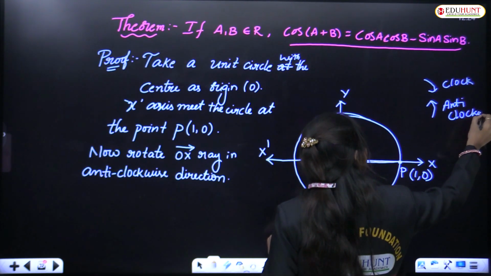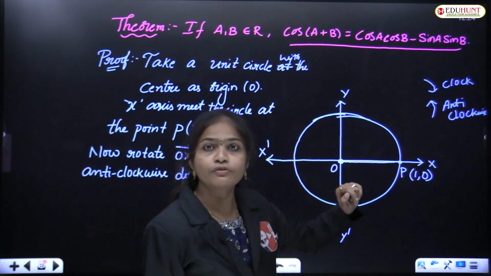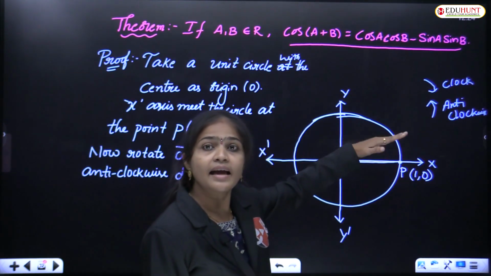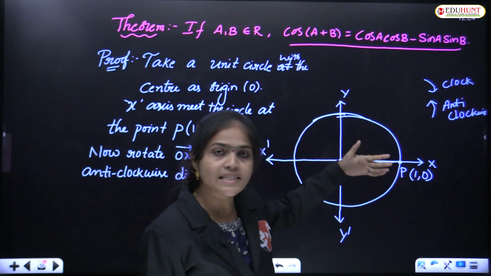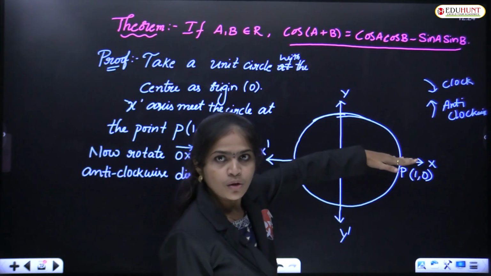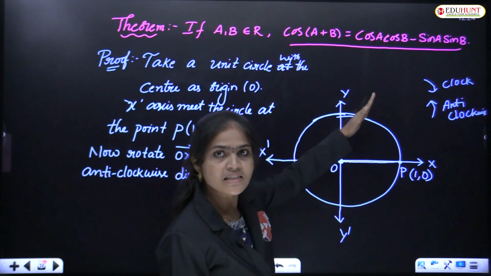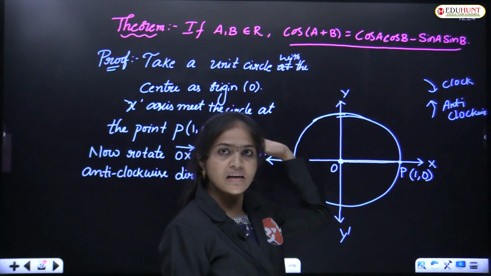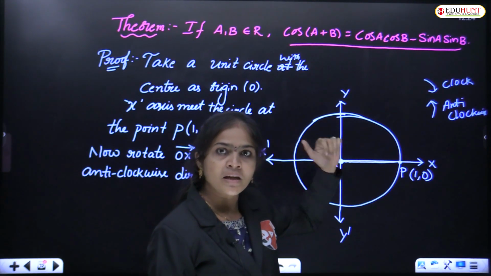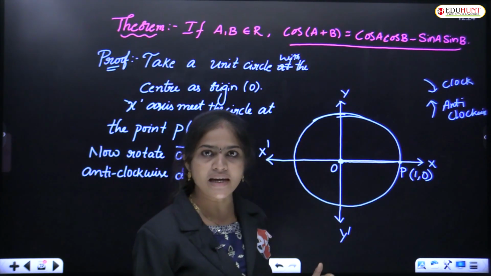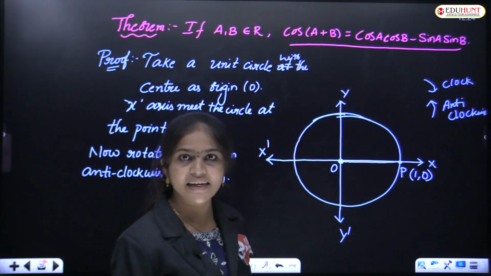I hope you all know this. Okay, that is anti-clockwise direction. So if you rotate the terminal ray in anti-clockwise direction, then we will get a positive angle. How can we say? Because this is 0, then 60 degrees, then 90 degrees, then 180 degrees. So the value is in increasing order, and increasing order means a positive angle.